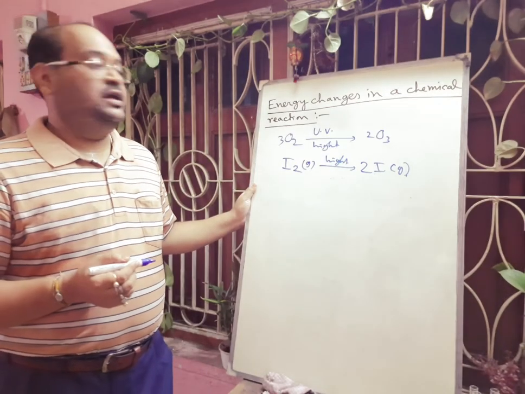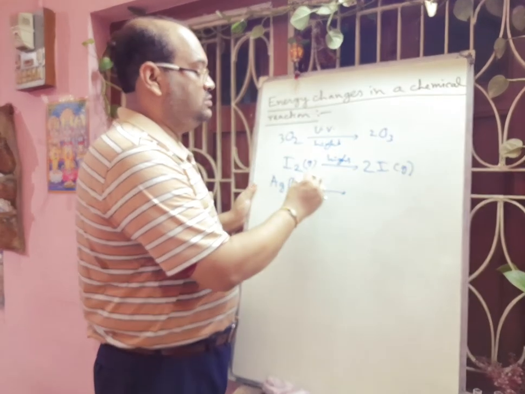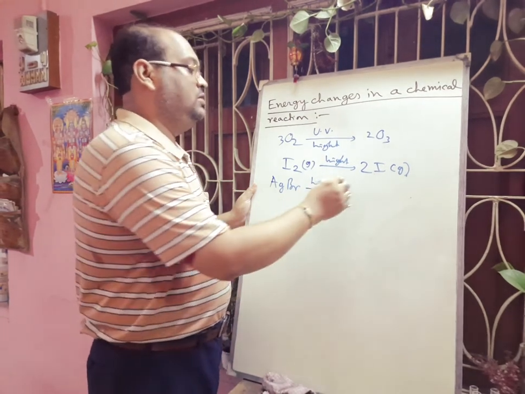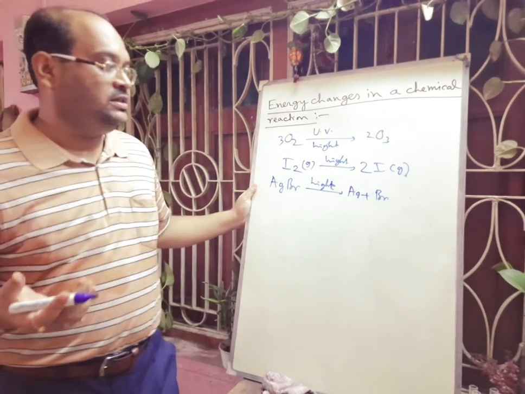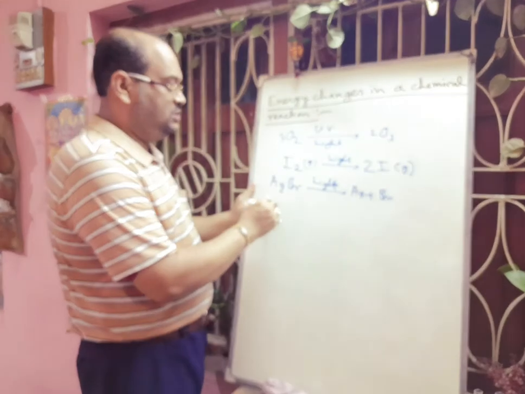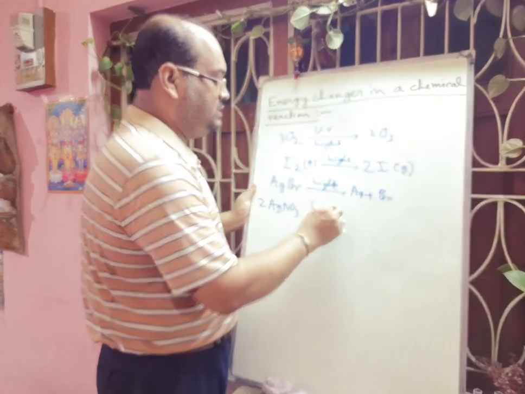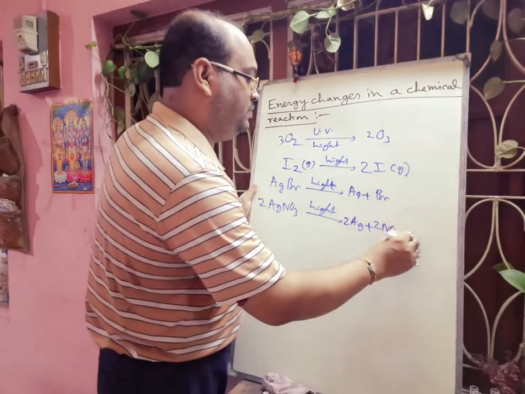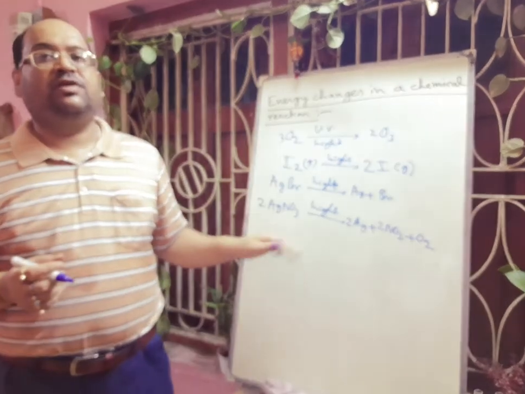If you take a silver salt like silver bromide, here also if you give sunlight, it will dissociate into silver and Br, and two Br will combine to form bromine gas. If you take silver nitrate solution in the presence of light, it will produce 2Ag plus 2NO2 plus O2. So this is also an example of a photochemical reaction.